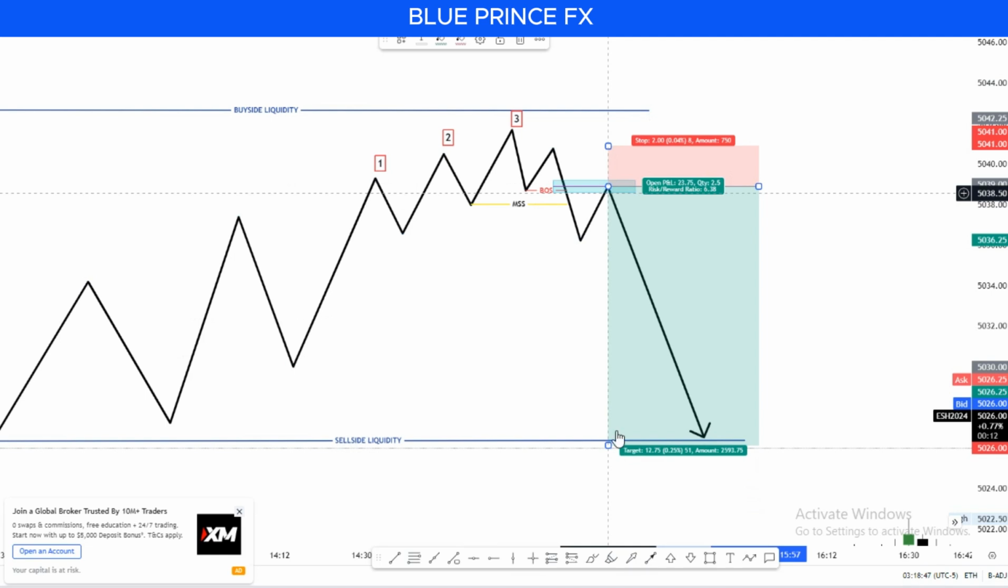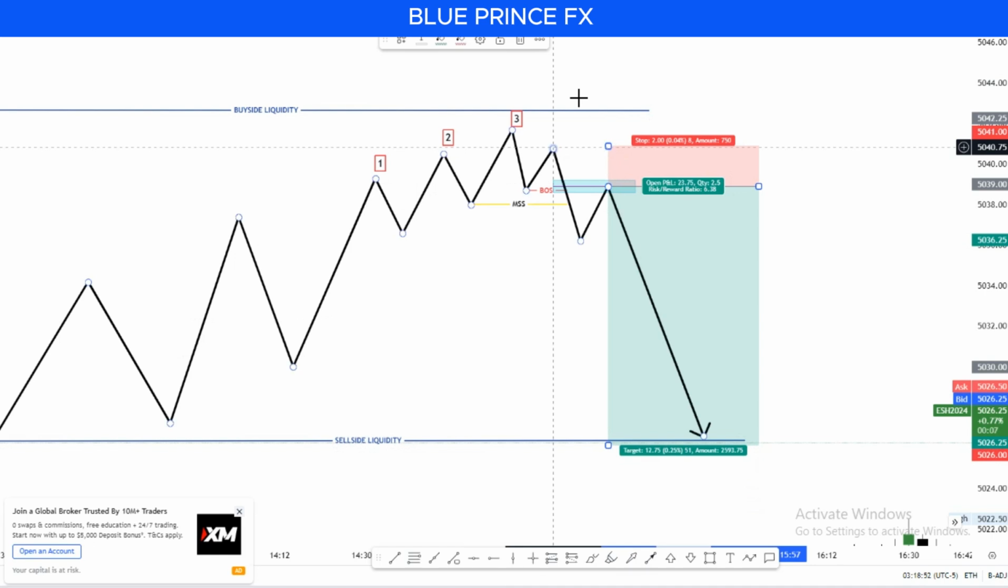Then you target the sell side liquidity, then you hide your stop loss above this protected low or above the buy side liquidity. Okay guys, now that we understand the theory part of this concept, let's go to the chart and look at a few examples.